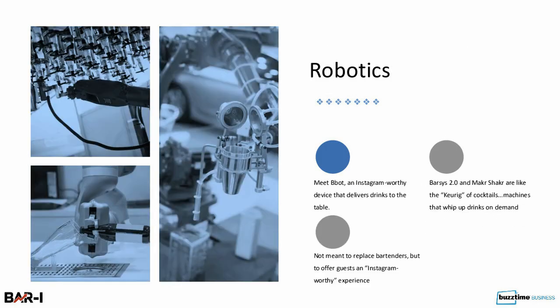And then finally, we're going to talk about robotics. I think everyone has seen the robotic bartender. It is something that is definitely Instagram worthy. People are really interested in it for an aesthetic or just an Instagram moment. But you have things like Barsys or Makr Shakr that are kind of like the Keurig of cocktails. They're basically machines that make drinks on demand.